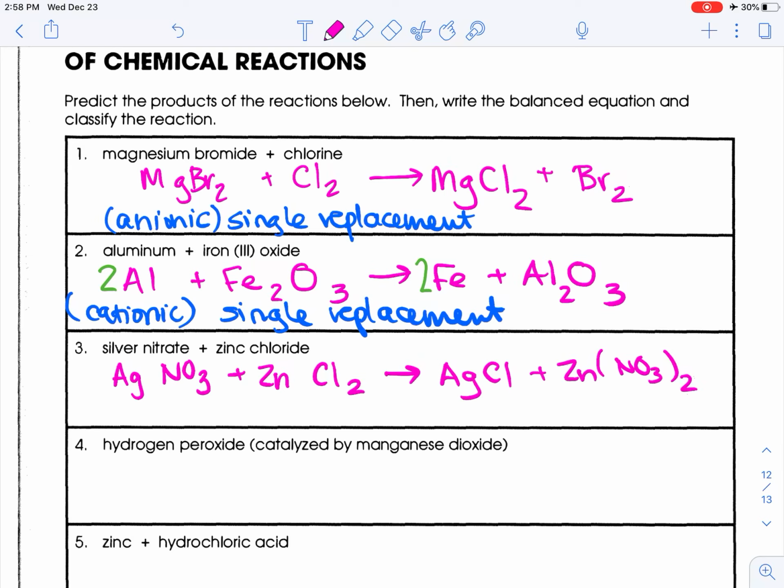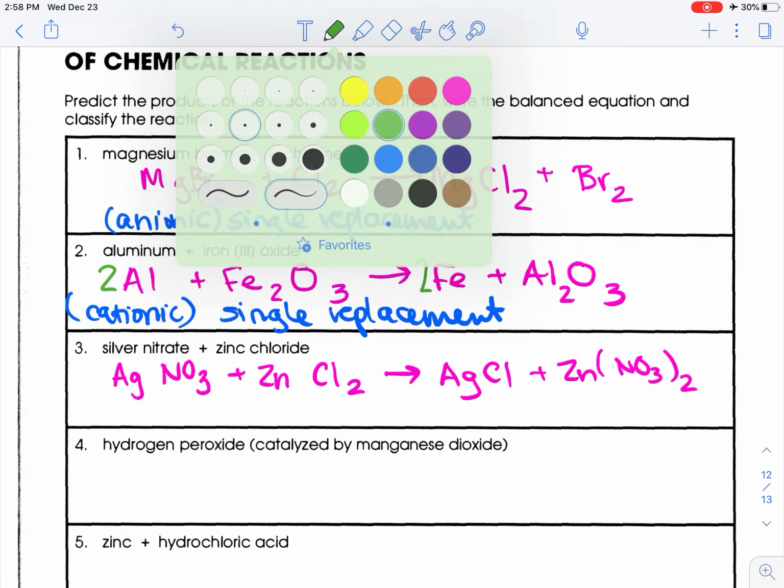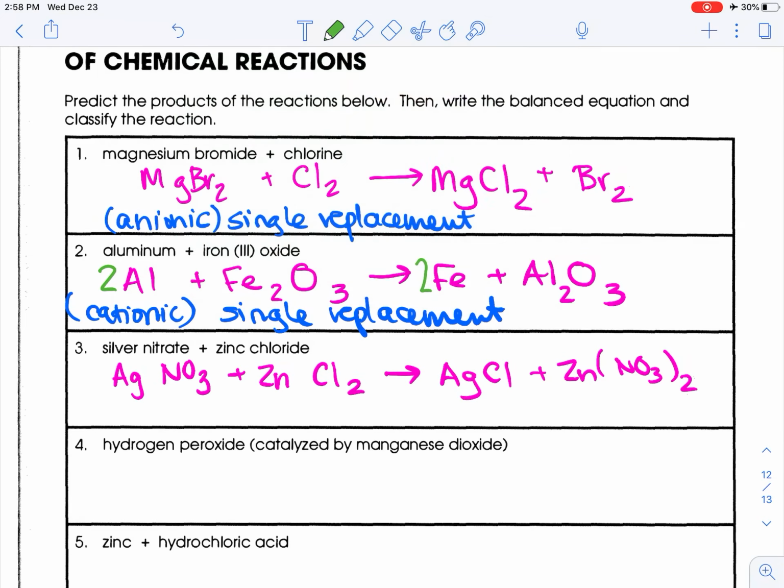See, all this stuff is building, building. So I already see that we are not balanced. We need two nitrates on this side. Then we're going to need two silvers on this side, and that takes care of the chlorines. Awesome. So now the last thing we need to do is remind ourselves what kind of reaction this was. This is a double replacement.